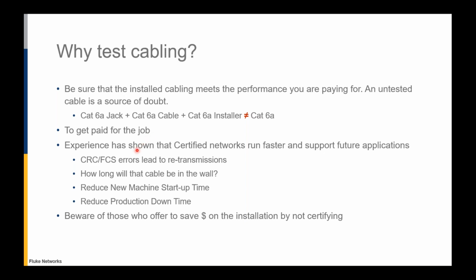Experience shows us that certified networks run faster, with fewer errors. The cabling is going to be in the wall as long as 20 years. When you are installing a new machine, it can reduce the startup time. It's terrible to build a machine, take it out to the site, and find out the local network is not adequate to support it. And of course, if anything's down, let's get it back up.